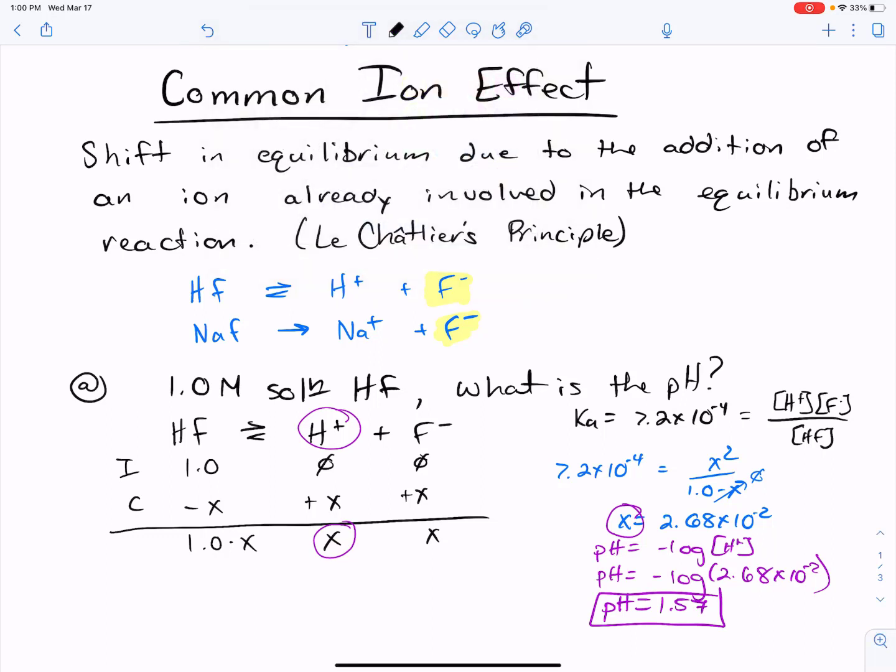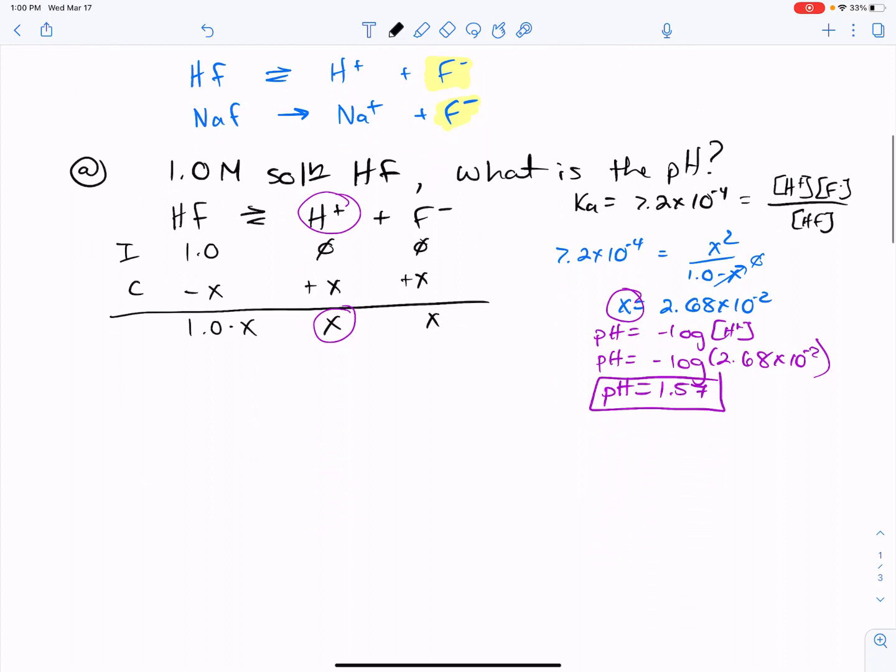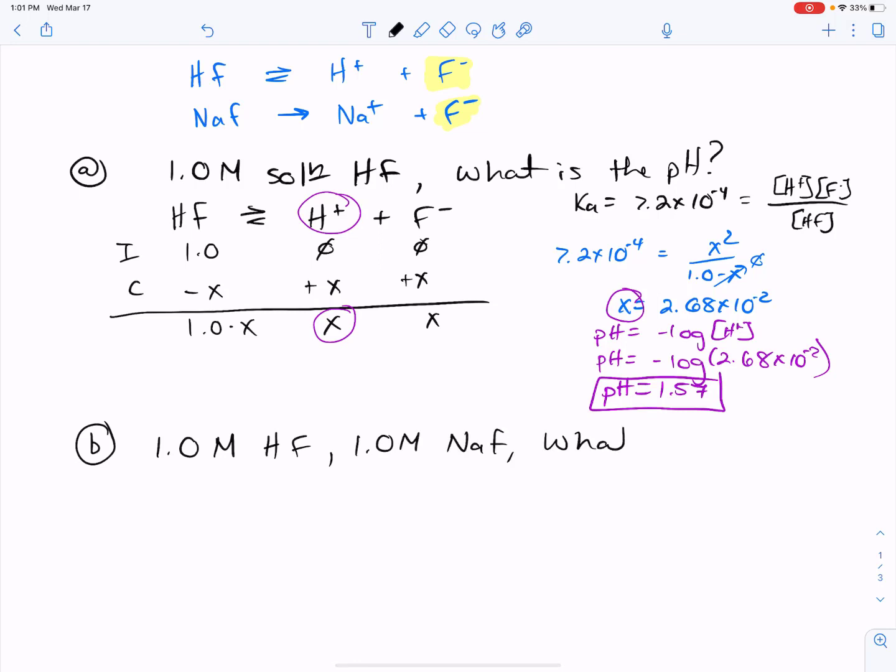But I thought we wanted to look at examples of the common ion effect. So how about we take that same hydrofluoric acid and add in another compound that has a common ion, like the sodium fluoride we discussed earlier. So for this problem, we're going to have a 1 molar hydrofluoric acid solution that is also 1 molar with respect to sodium fluoride, and we're asked the same question: what is the pH?